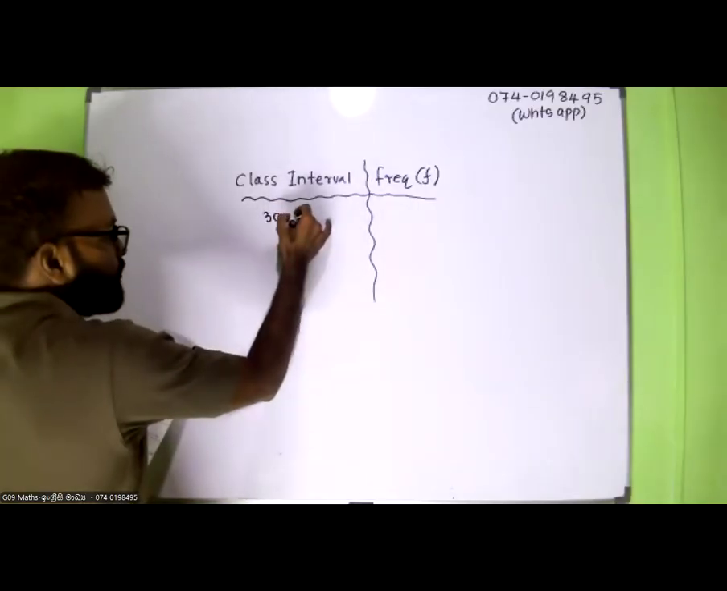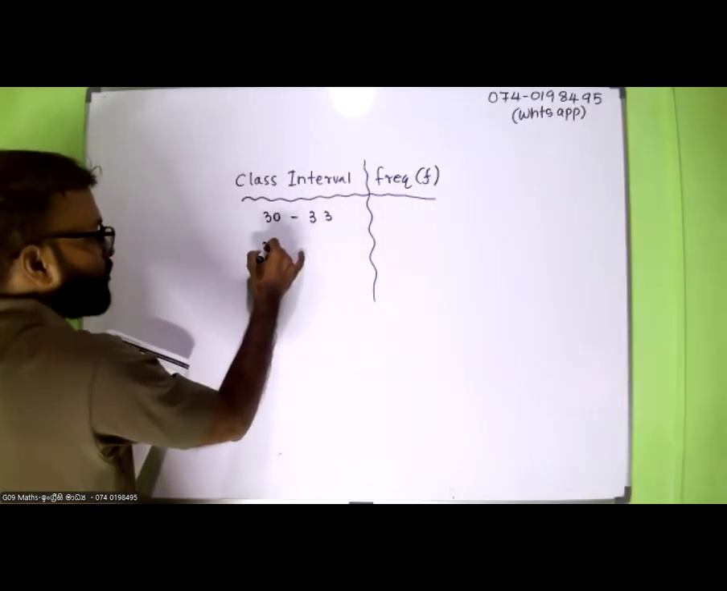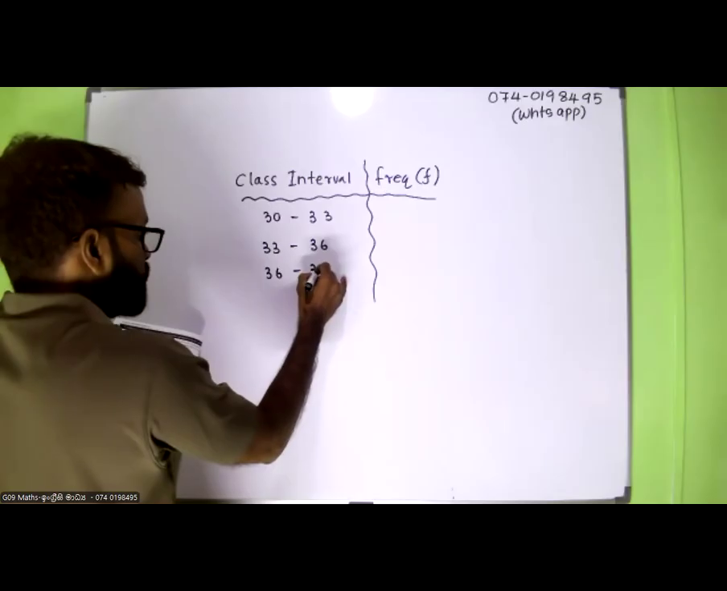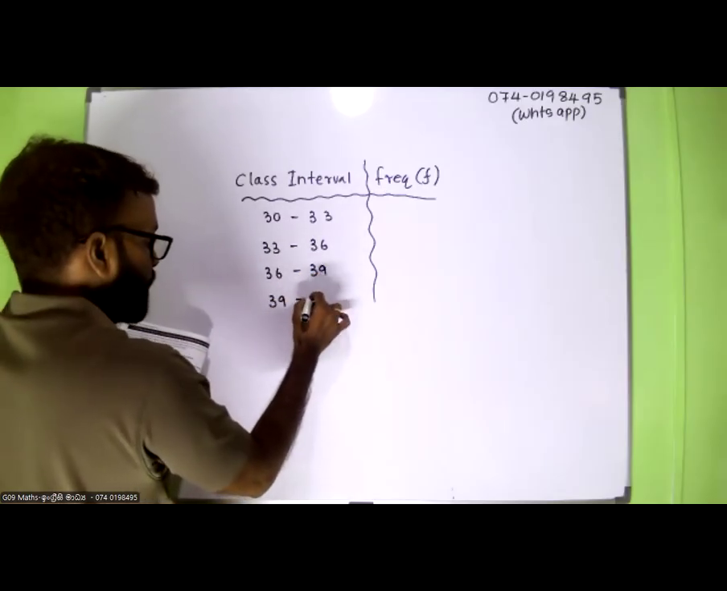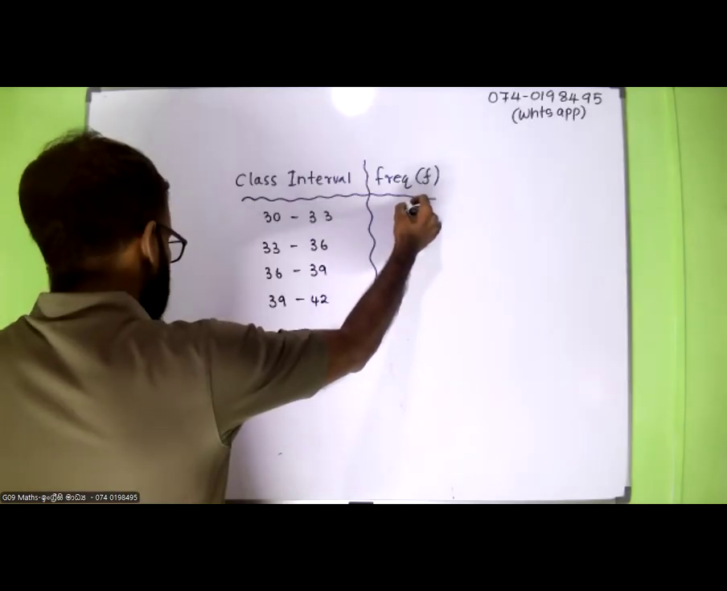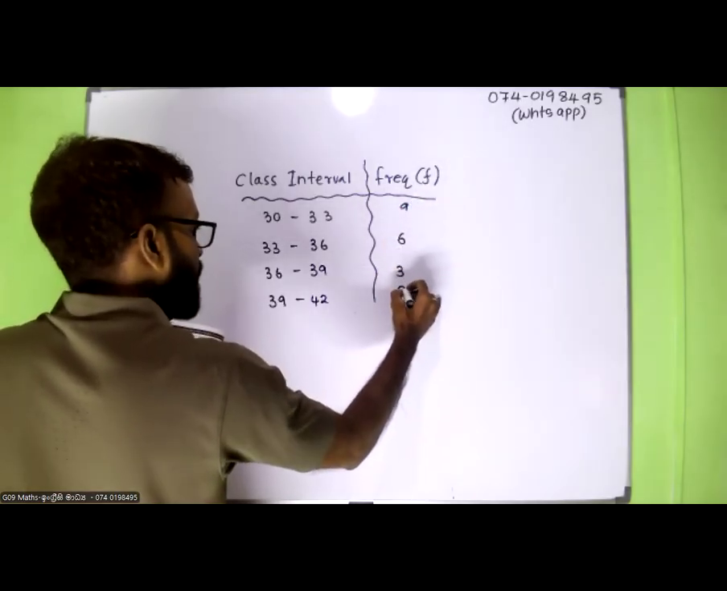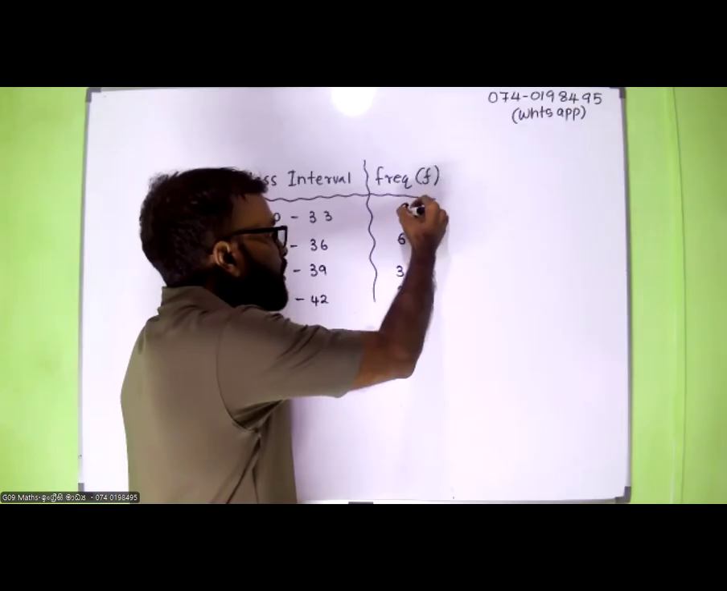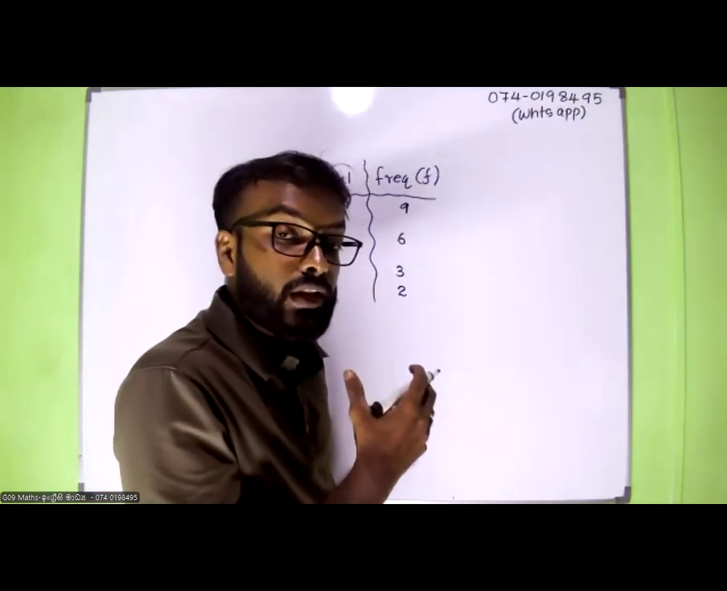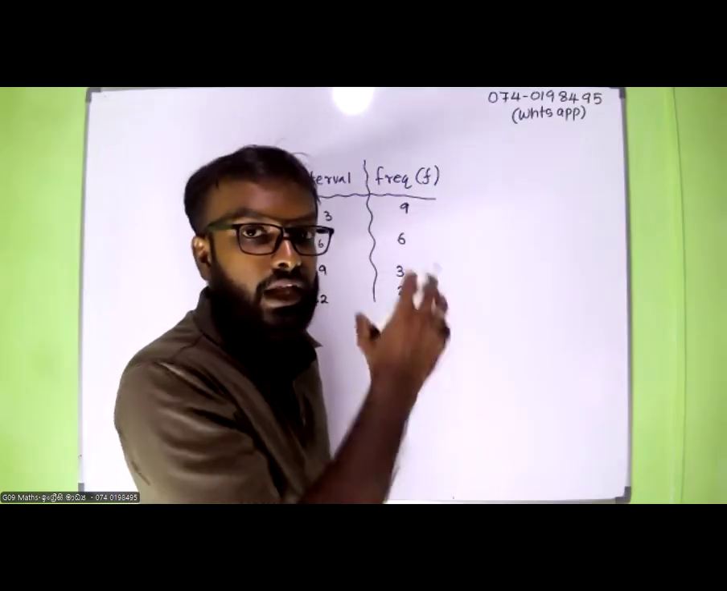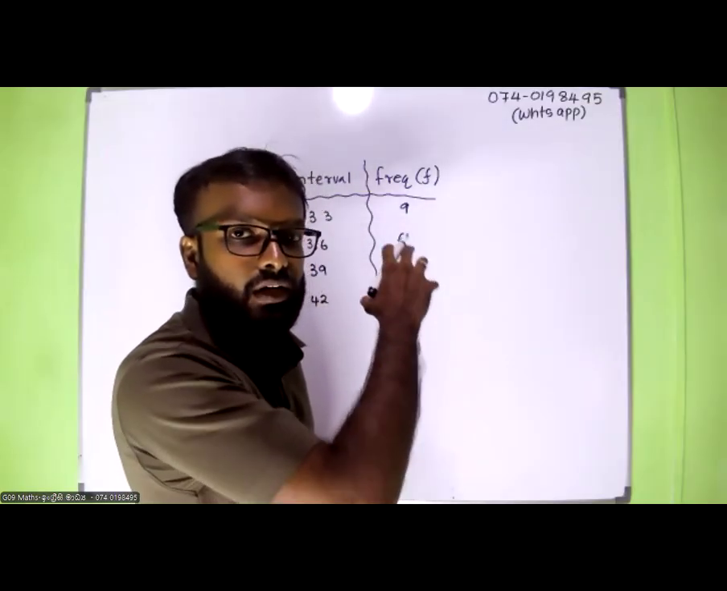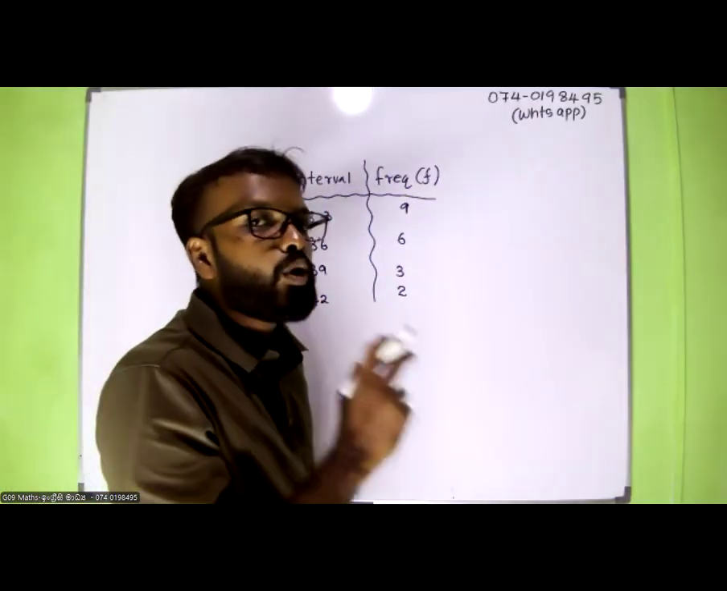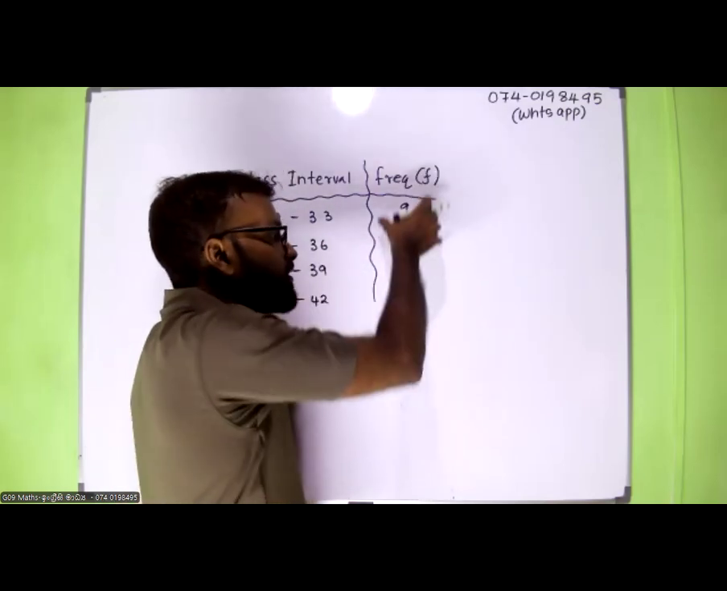For an example, you have something like 30 to 33, and this is a close gap 1, 33 to 36, 36 to 39, 39 to 42. The frequencies are 9, 6, 3, and 2. So now same thing you have to follow, right? Here, if you want to find the model class, you need to find the highest frequency. The corresponding class interval is called the model class.